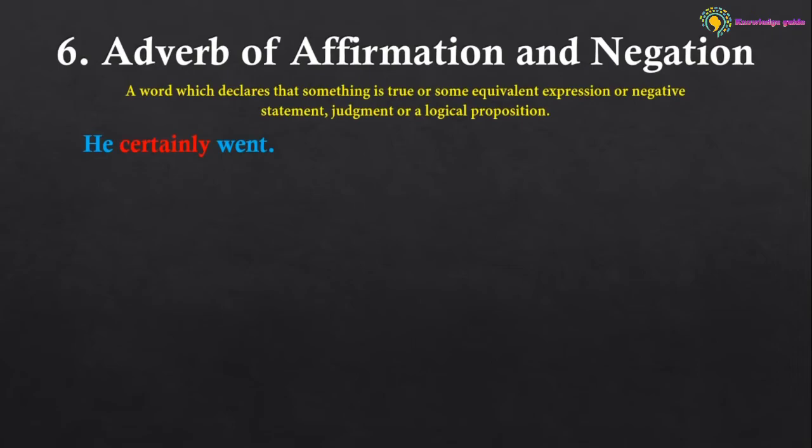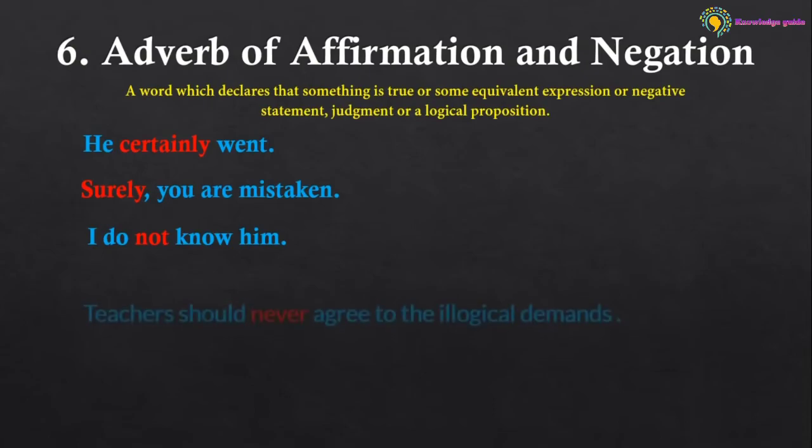For example, he certainly went. Here the word certainly is showing an adverb of affirmation and negation. So the word certainly is showing some correctness or judgment. Surely you are mistaken. Here the word surely is also showing an adverb of affirmation and negation in the sentence. I do not know him. Here the word not is showing an adverb of negation, and thus it becomes an adverb of affirmation and negation in the sentence.